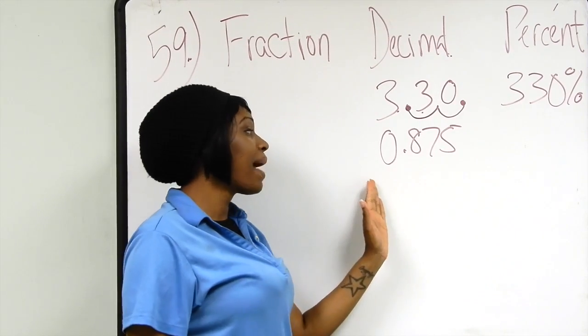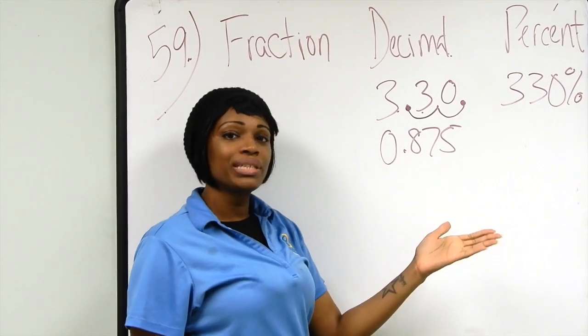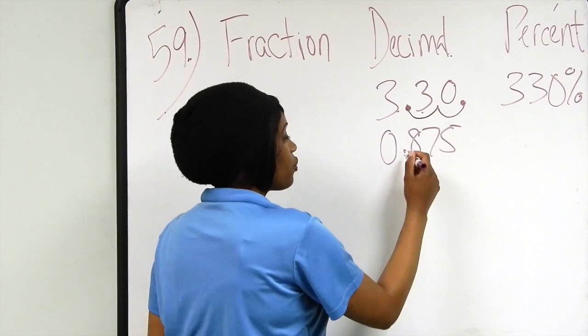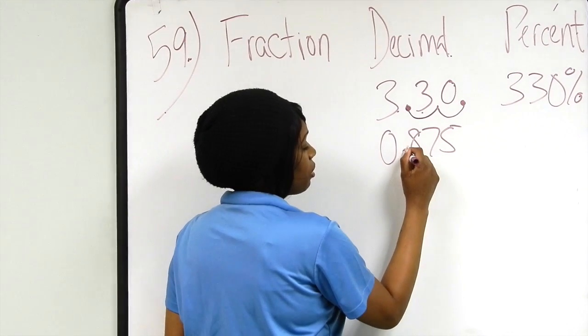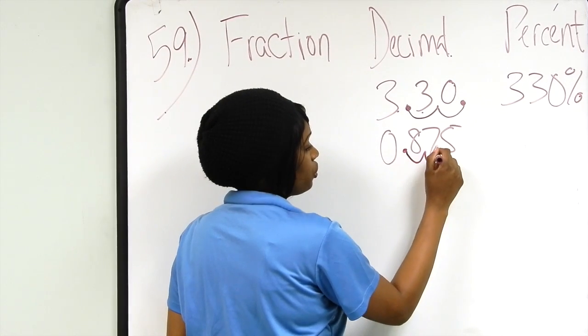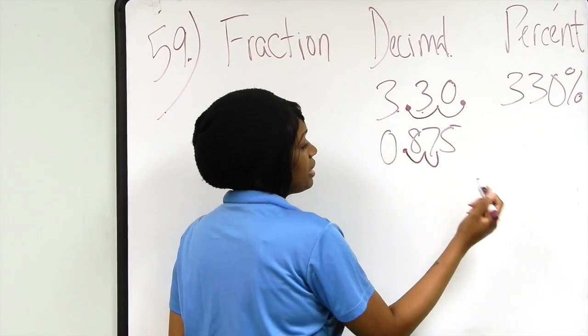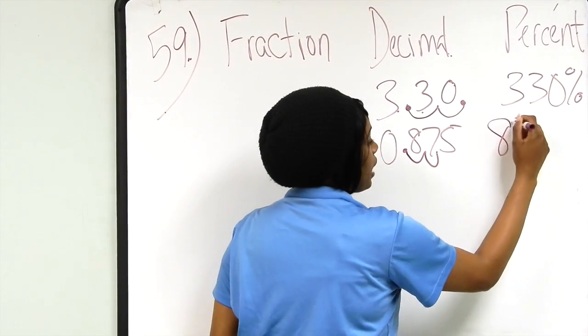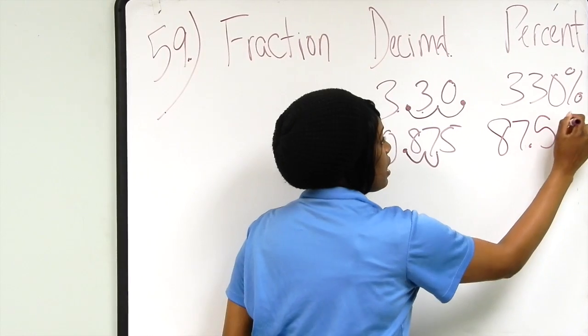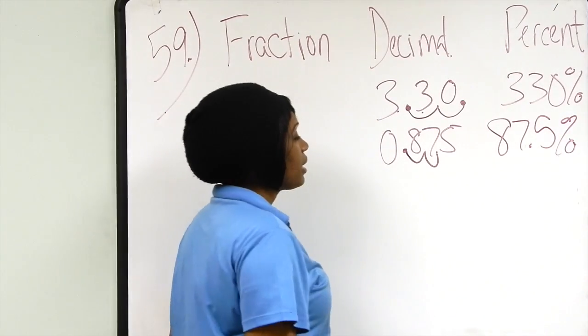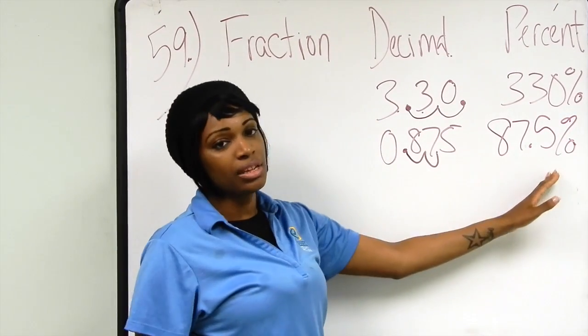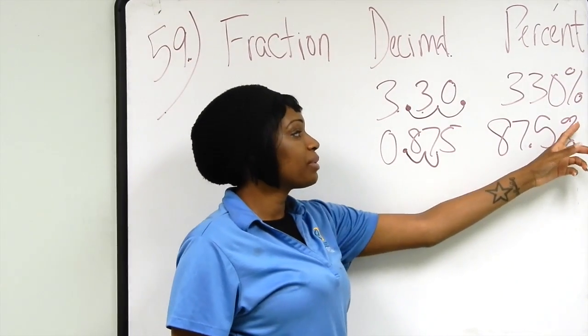For the decimal of 0.875, once again, to convert a decimal to a percentage, you're either going to multiply by 100 or move 2 places to the right of the decimal. So if we move the decimal 2 places to the right, 1, 2, it becomes 87.5. 87.5% is 0.875 as a percentage. And please do not forget the percentage signs.